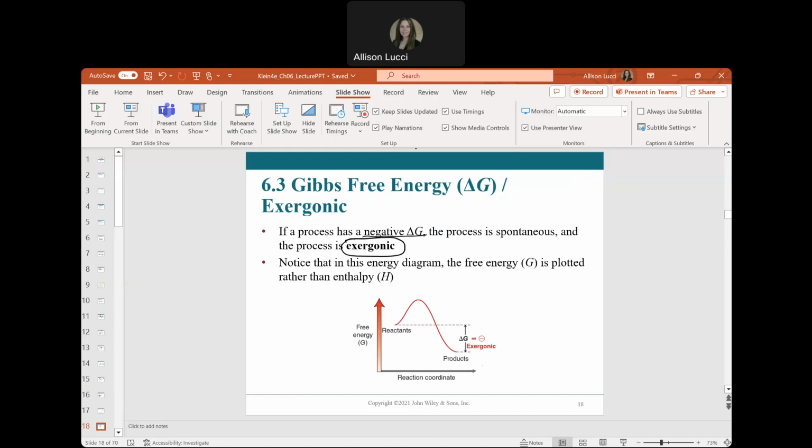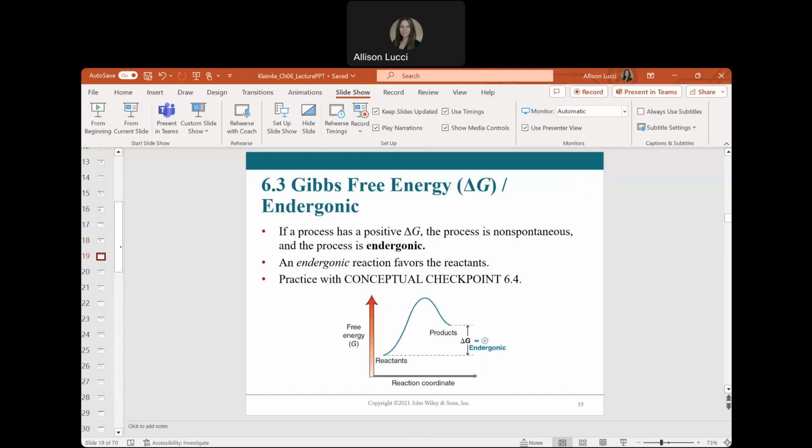visualized in an energy diagram here. So we have our G, our Gibbs free energy plotted on the y-axis, and then we have our reaction coordinate, just like with our enthalpy free energy diagrams. For an endergonic process, you'll see a slightly different orientation of our reactants to products.